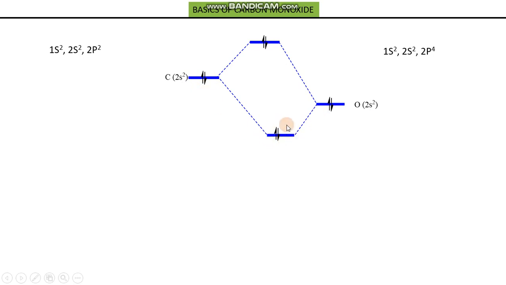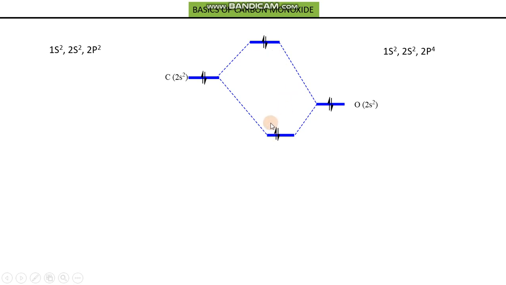If we look at the energy of this orbital, it has less energy than their respective parents. So this orbital is called the bonding molecular orbital, and the one which has higher energy than its parents is called the anti-bonding molecular orbital. Since the bond is single, a sigma bond will be afforded. So this orbital is called sigma, and this one is called sigma star.